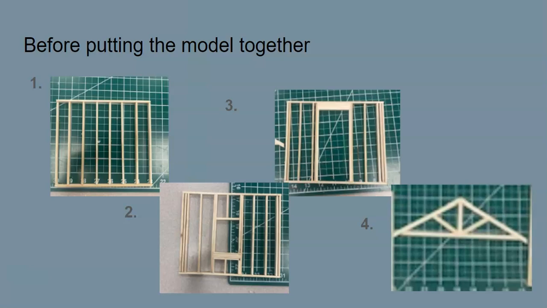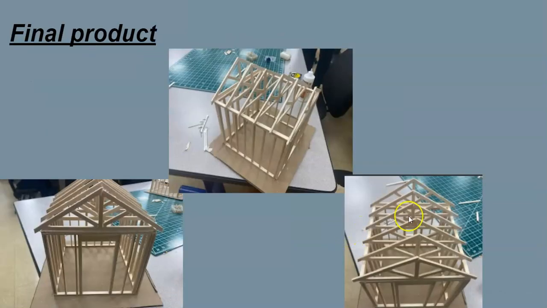The second one is the back wall, which is the window. The third one is the door, and the fourth one is the trusses. We then would put it on a 10 by 10 piece of cardboard and line up all the materials to make it a 3D object. This is the final product.